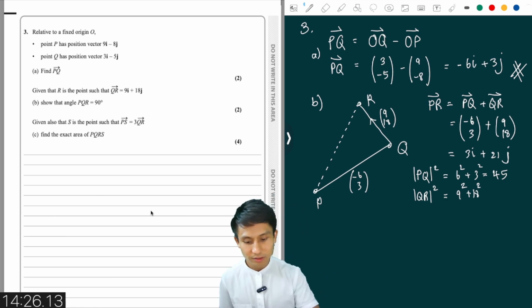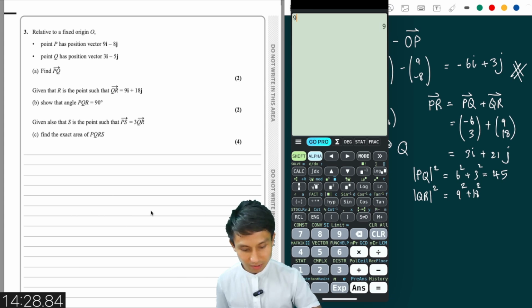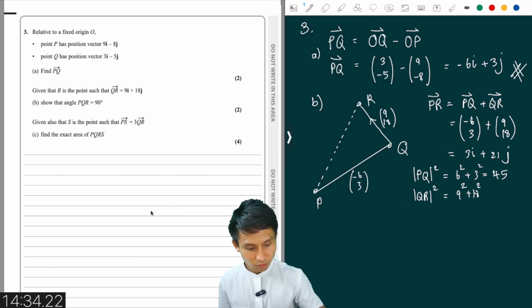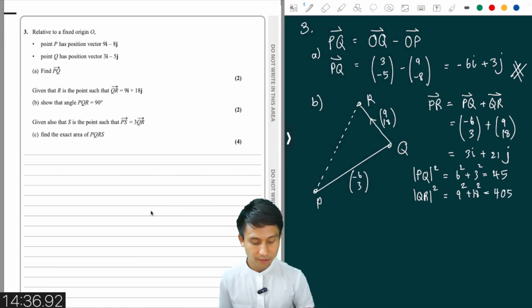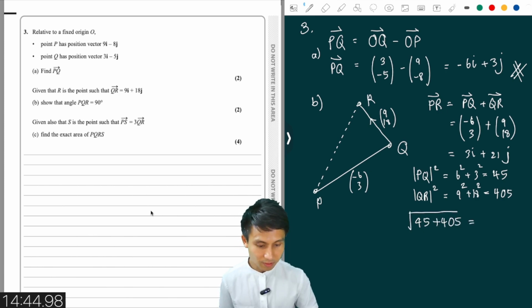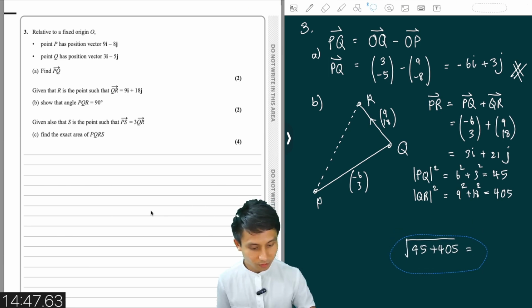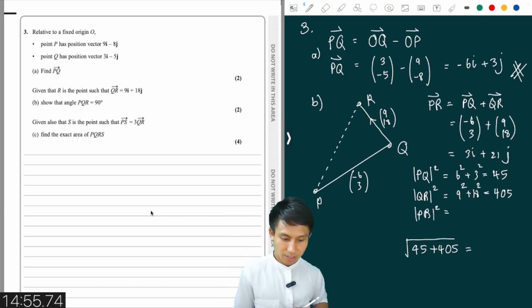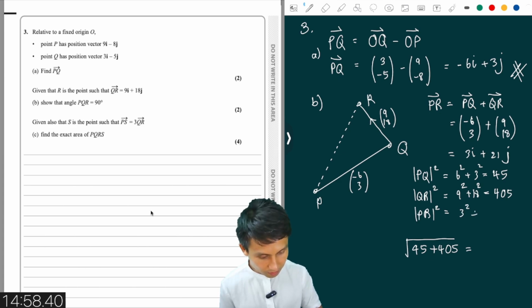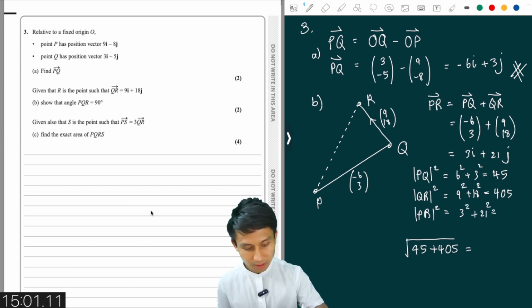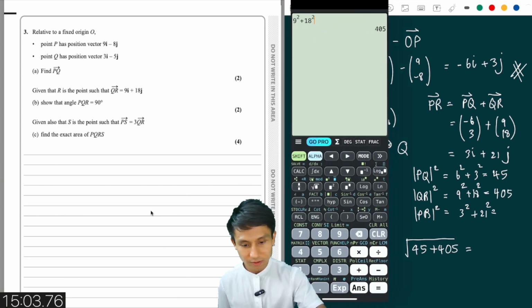So that's 81. Oh, I need a calculator. 9 squared plus 18 squared. That's 405. Okay, if we add them up, well, hang on, we probably need another one, which is PR. Let's do PR already here. So PR squared is 3 squared plus 21 squared, which is 441 plus 9, right? So that's 450.